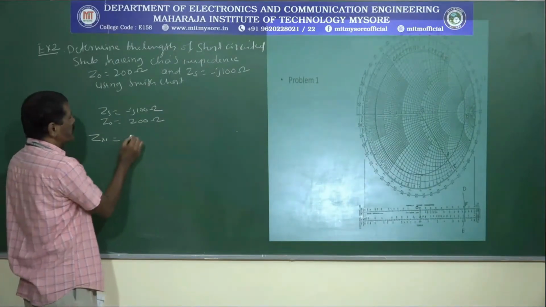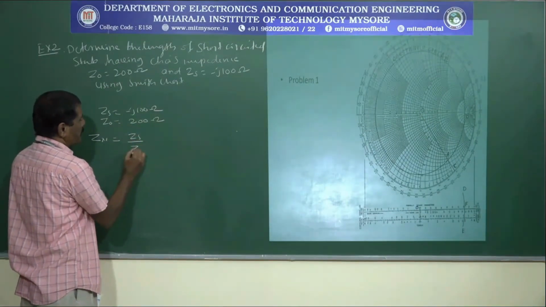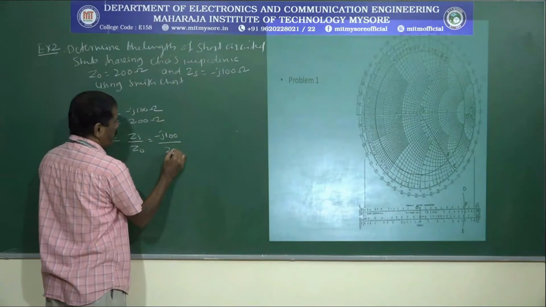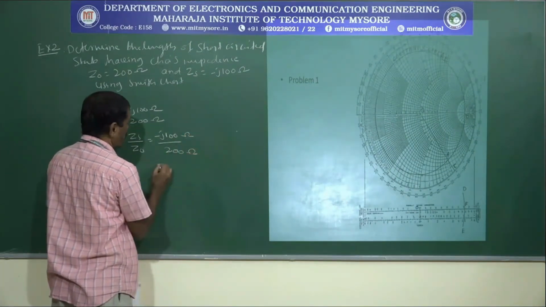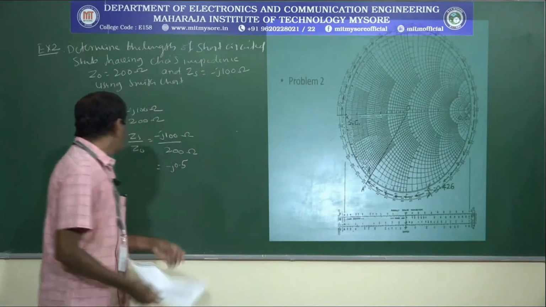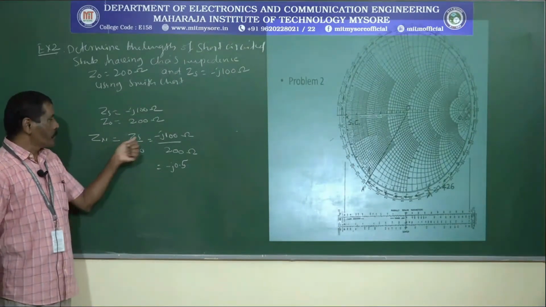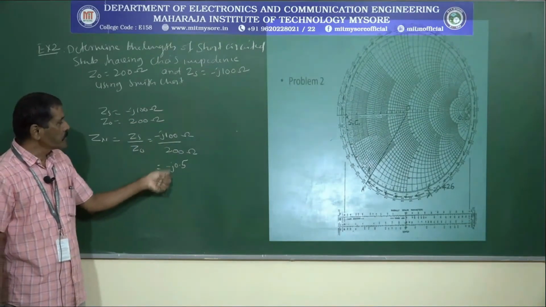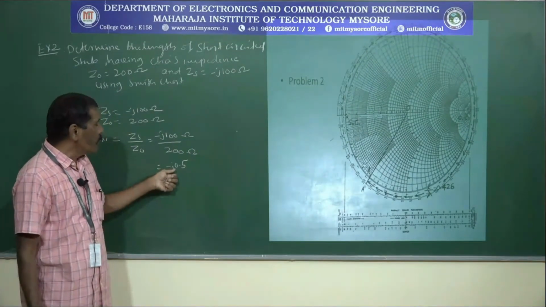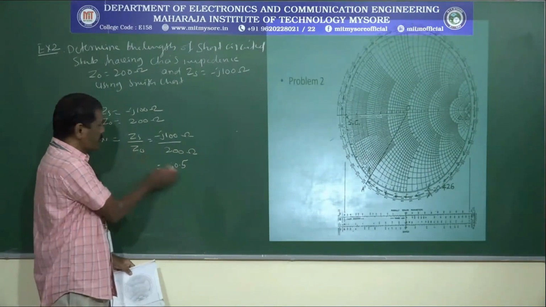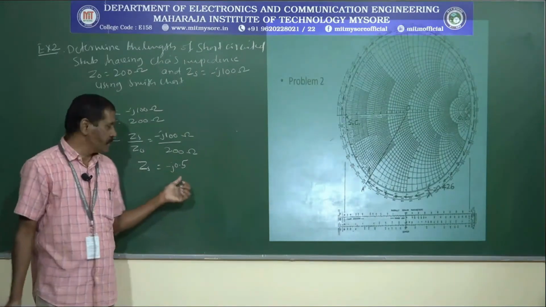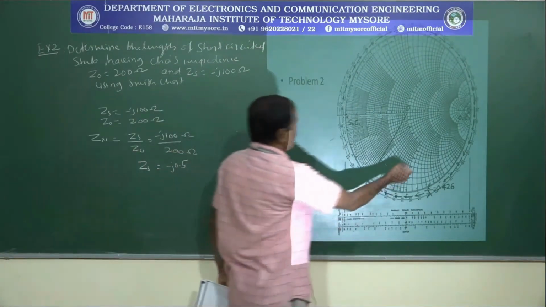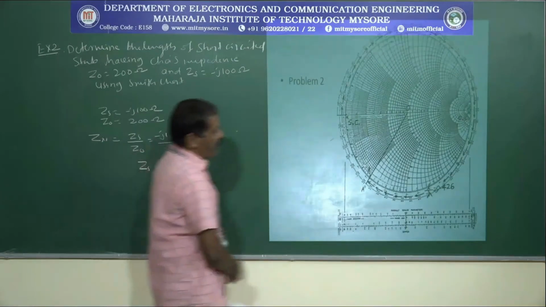So the normalized load impedance is equal to Zs divided by Z0. Zs is equal to minus j 100 ohms, Z0 is equal to 200 ohms. If I divide it, I am going to get the value as minus j 0.5. Closely, if you observe this question, the resistive component is missing, only the reactive component is present, that is capacitive reactance.